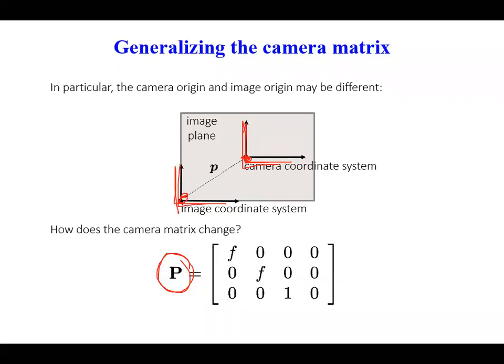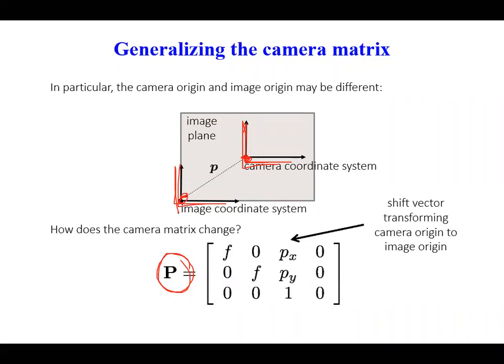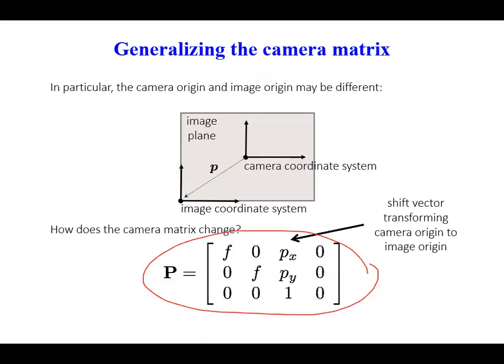Just to change these two values. It was 0, 0, but now with this px and py, shift vector transforming camera origin to image origin. Now I'm changing from the camera to my image origin by this shift. Okay, so now this is my P.